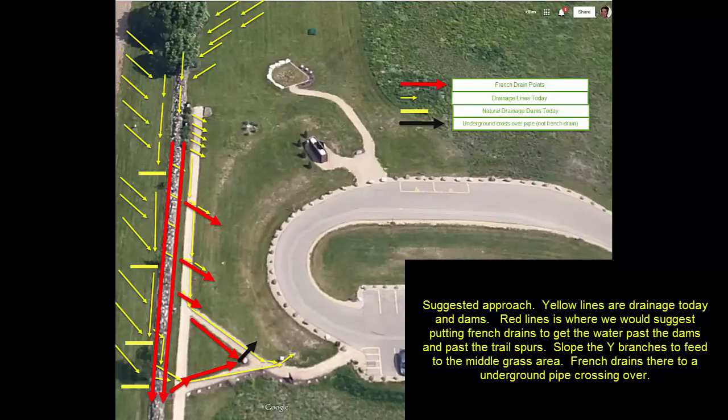So basically, you can see here the yellow lines are the flow patterns of drainage that we were walking through in the video so far. Blocks of yellow are the natural damming points due to slope. Then overlaid on that are the red arrows, meaning places we think if we did French drain systems, it would control or at least put under mitigation the flow of what we primarily see.